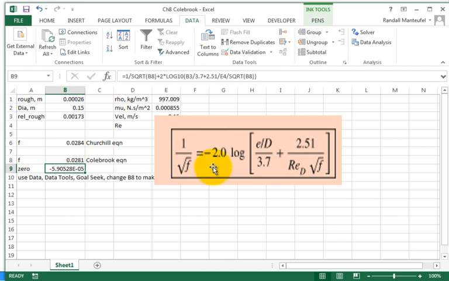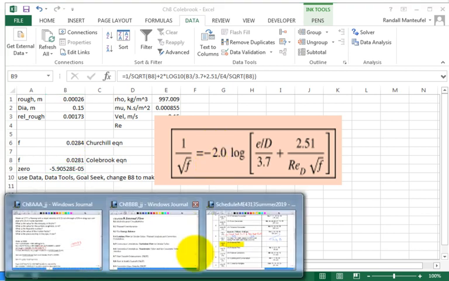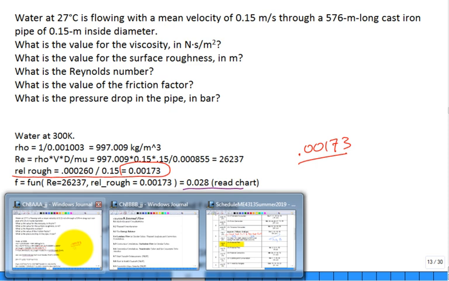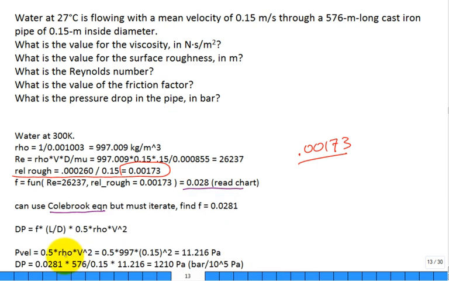Okay, let's jump back. Professor, when are we going to get to some heat transfer? Patience, patience.